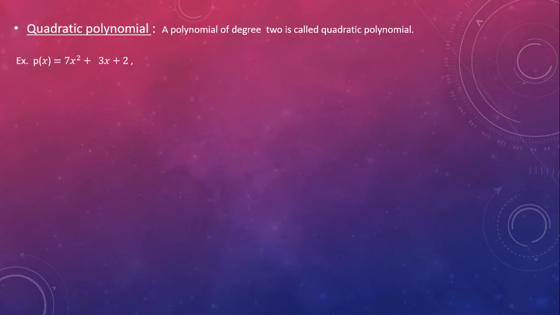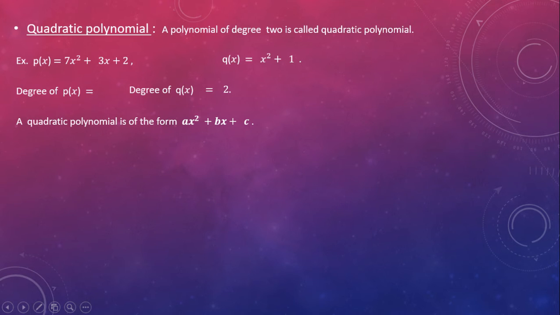Let's see some example. The polynomial px equals to 7x square plus 3x plus 2. Here in the first term the power of x is 2, in the second term the power of x is 1. Therefore the highest power of x is 2, therefore the degree of px is 2. The next, qx equals to x square plus 1. The degree of qx is 2 since the highest power of x is 2. Therefore, the degree of px equal to degree of qx equals to 2.